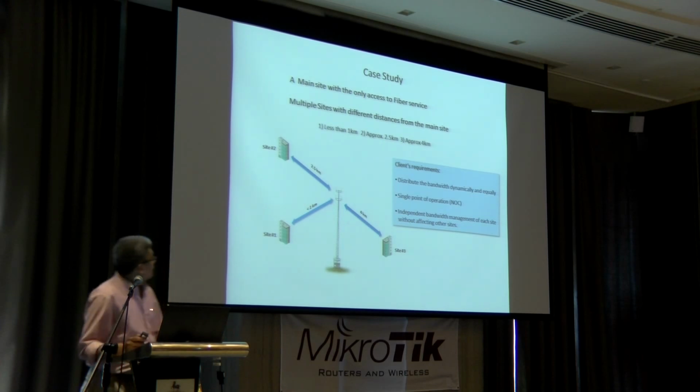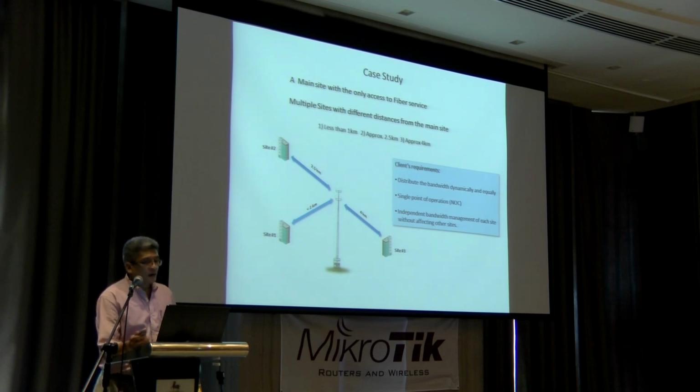So if you look at the diagram, site 1 is less than 1 kilometer, site 2 is 2.5 kilometers, and site 3 is 4 kilometers. The client's requirement is to distribute the bandwidth equally and dynamically, meaning each site should get a specific bandwidth. Then a single point of operation like an NOC, and then an independent bandwidth management for each site without affecting other sites.